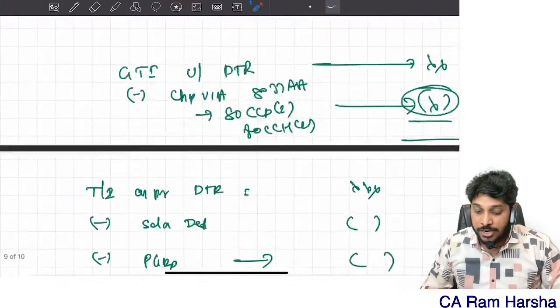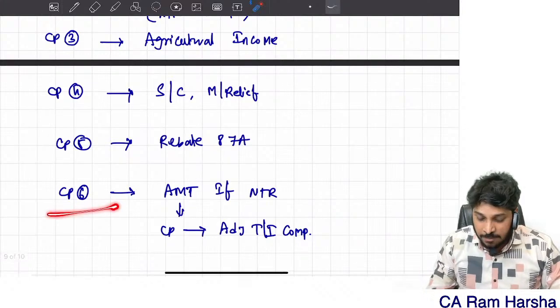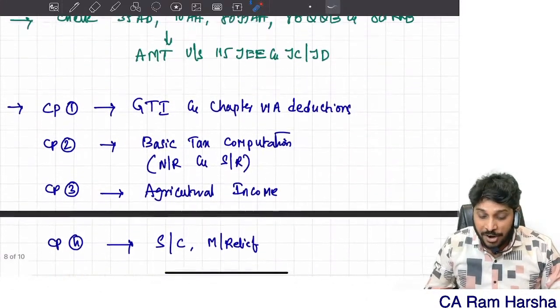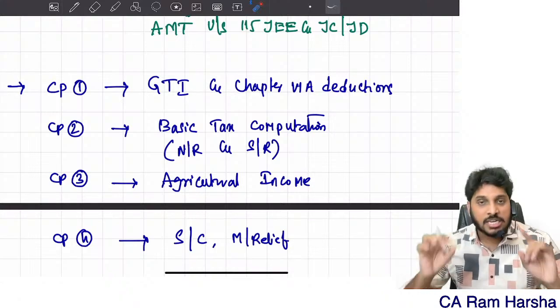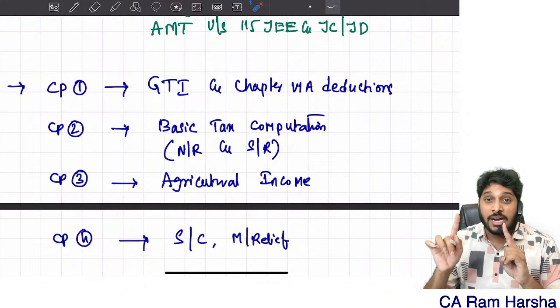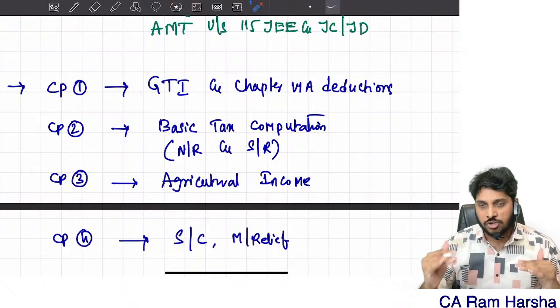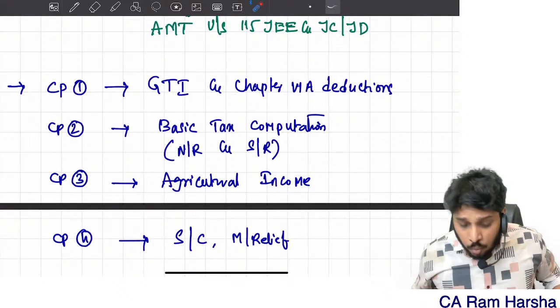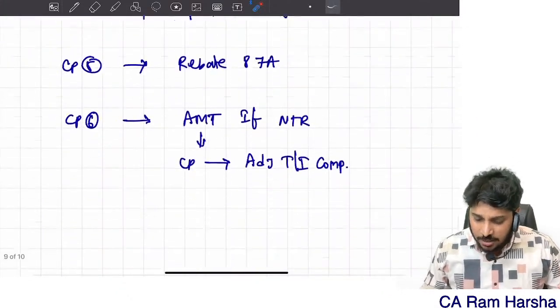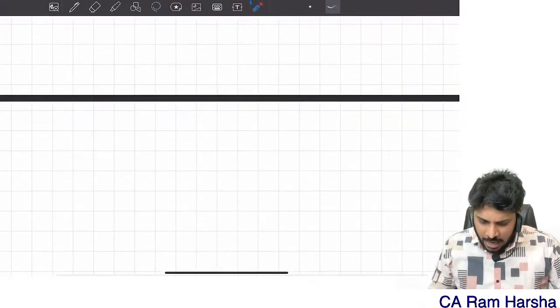What is the checkpoint at gross total? You see here I have given almost 7 checkpoints. The moment you come to gross total income, there is a checkpoint. Look at the composition of gross total income. What is the composition of gross total income? Just a minute. Okay, I'm just going back.